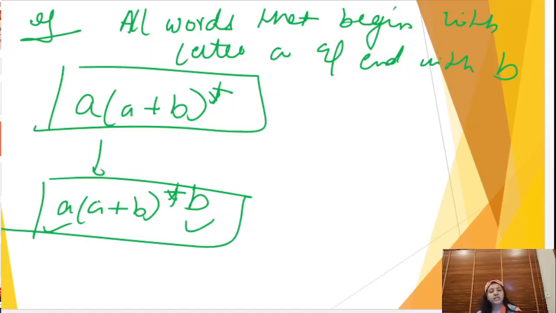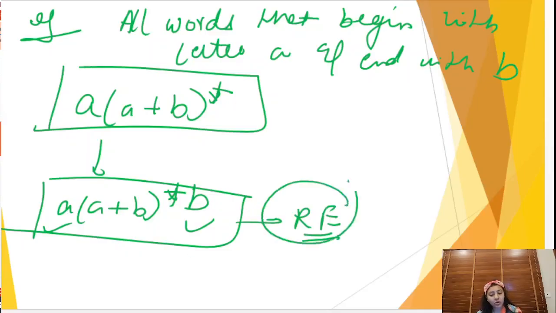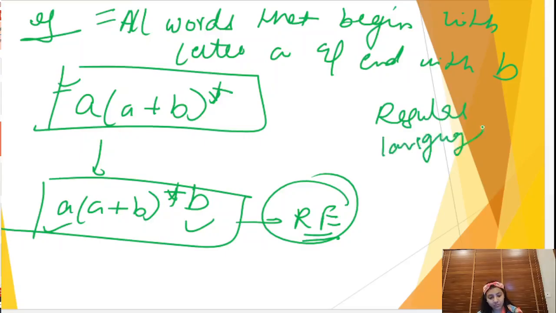So all these regular expressions enumerate the words that are part of the language and they are called the regular expressions. And we have also seen that corresponding to every regular expression there is a language associated with it. Like this is the regular expression and this is the language associated with this particular regular expression. So the language that is associated with the regular expression is known as a regular language. So regular language is nothing but language associated with the regular expression.